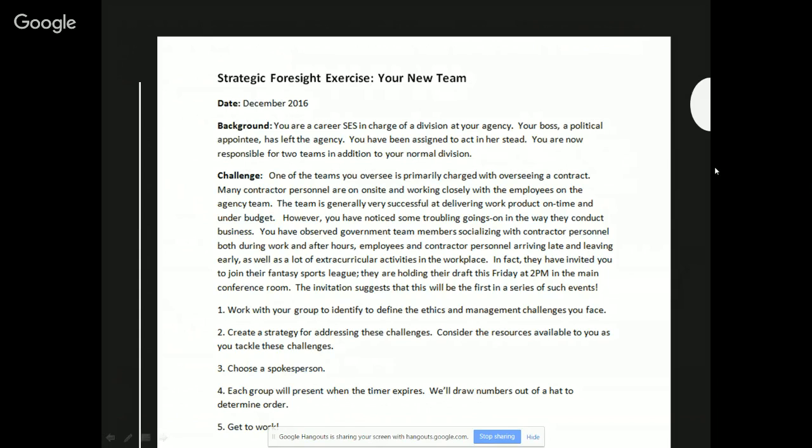And we could ask our employees then to work through this scenario. So they could work together to identify the individual challenges. So, not just the ethics challenges, but also the manager. What do we think the problems are here? Do we have any strategies? Do we understand the resources available? And then we can discuss it.